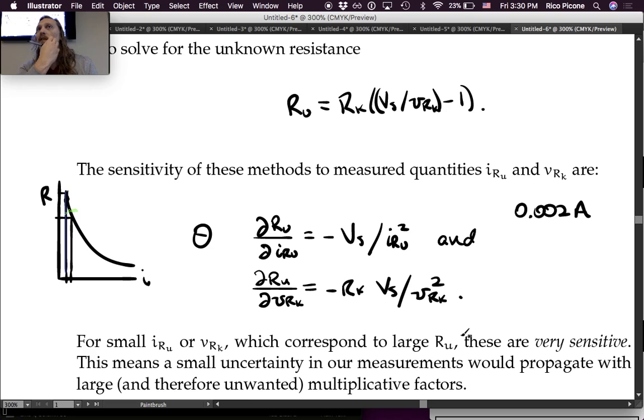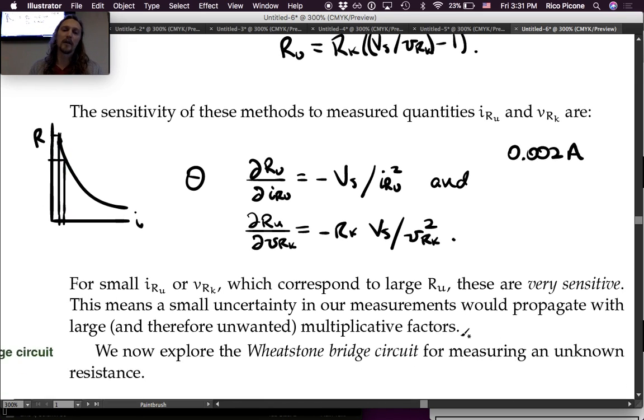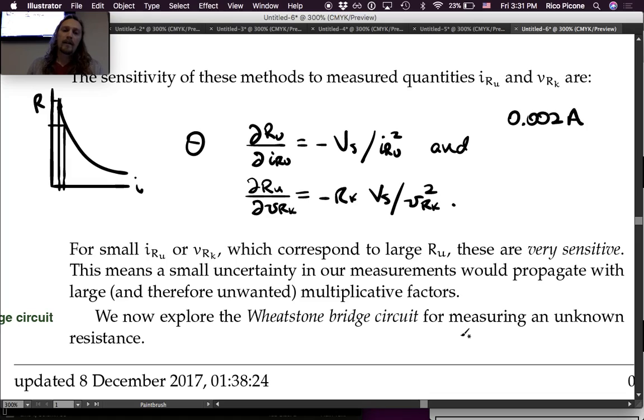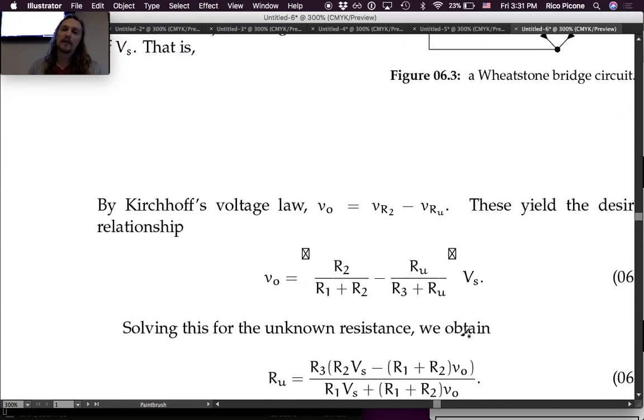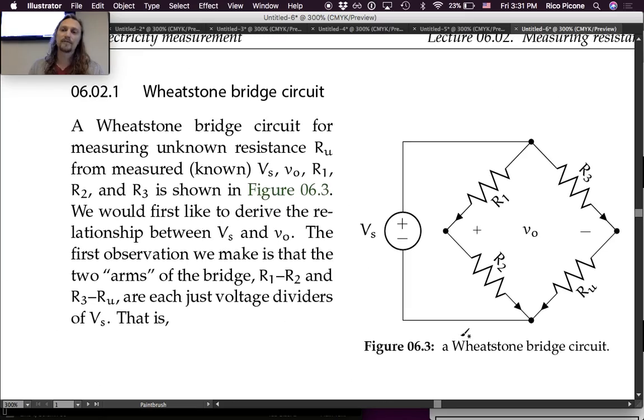So there's a better circuit. There's a better circuit than just measuring the voltage and current through the resistor, and better than using a voltage divider. So we'll learn that. It's actually essentially two voltage dividers together. It's called the Wheatstone Bridge, and that's going to give us a lot better way to do it. So let's learn about the Wheatstone Bridge.